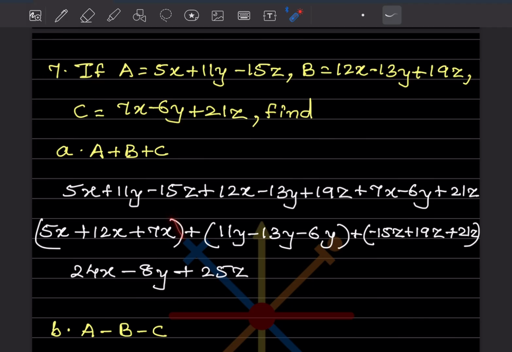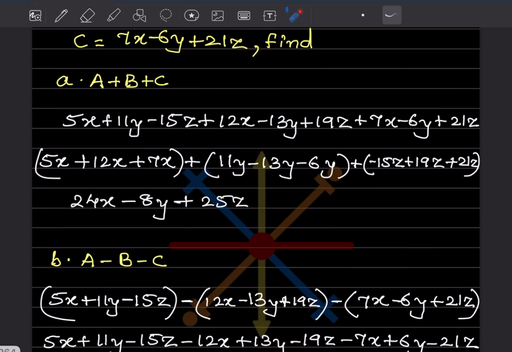So we have put a separate bracket here for what I have done. I have taken the like terms, this one, and put a bracket for x. This y, I put a separate bracket for this one, and for this, because there are three terms, so I have put a separate bracket, so it becomes easy for the calculation. So when you add this one, that is going to be 24x. When you solve this one, it will be minus 8y. This is going to be plus 25z.